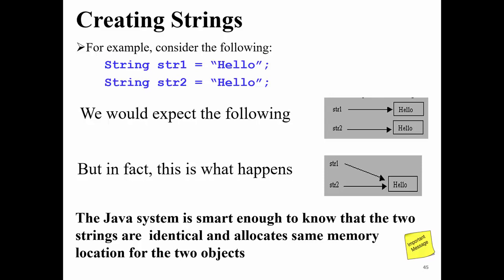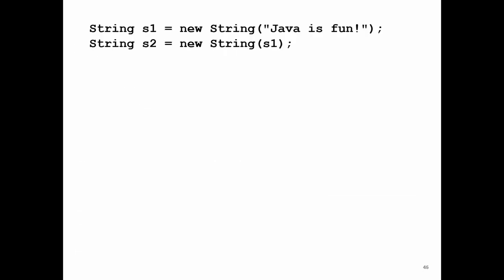Java is smart enough, even if it's far away, but I cannot say, you have to try it. What about this one? Now a new string, Java is fun. Then I say, okay, I will use a copy constructor. As you can see in the second line, I say String s2 is equal to new String(s1). So I take s1 and use it inside the copy constructor to create s2.